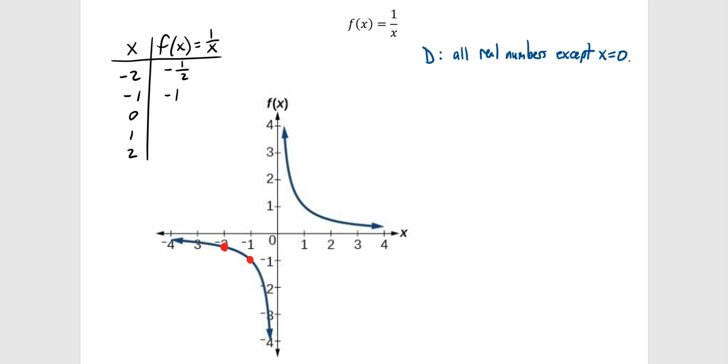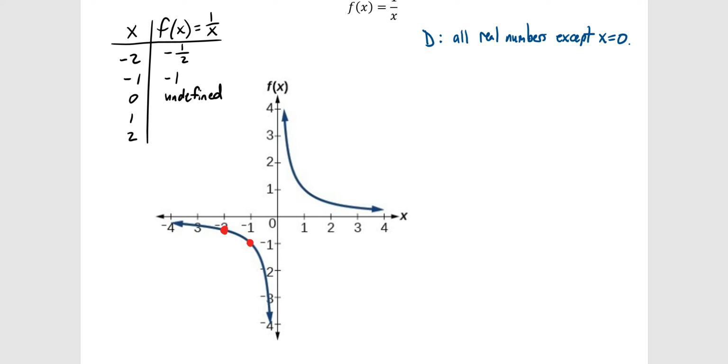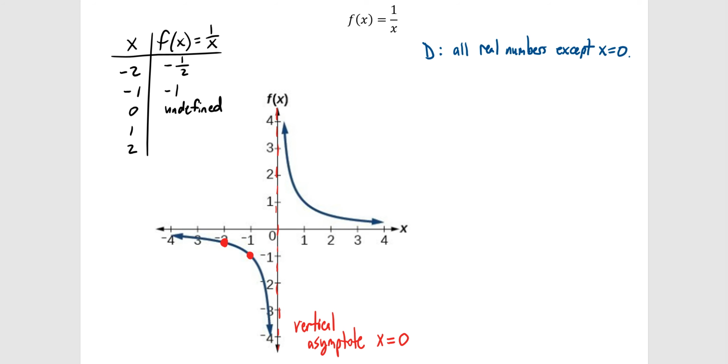Plugging in a 0, that would give us 1 over 0, which we said we cannot divide by 0, so that would be undefined. Notice that at x equals 0, there's no curve going over x equals 0. What's actually going on there is something called a vertical asymptote, which is just an imaginary line which we can denote with a dashed line. It's not actually part of the graph. It just represents essentially a vertical barrier that the curve will never cross through.